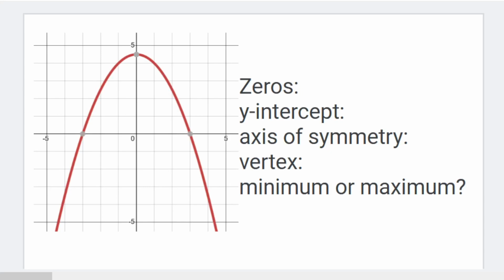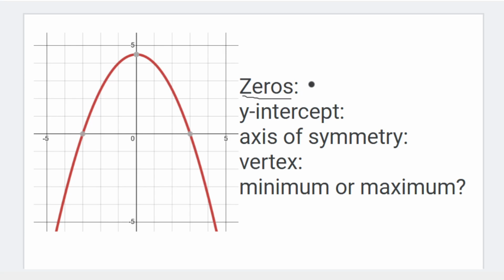Being able to look at a graph and identify the key features is very, very important, especially as we're leaving Algebra 1. So here I have a graph from Desmos, and we're just going to go through the key features that are important here. All right, now the first idea here is the idea of zeros.